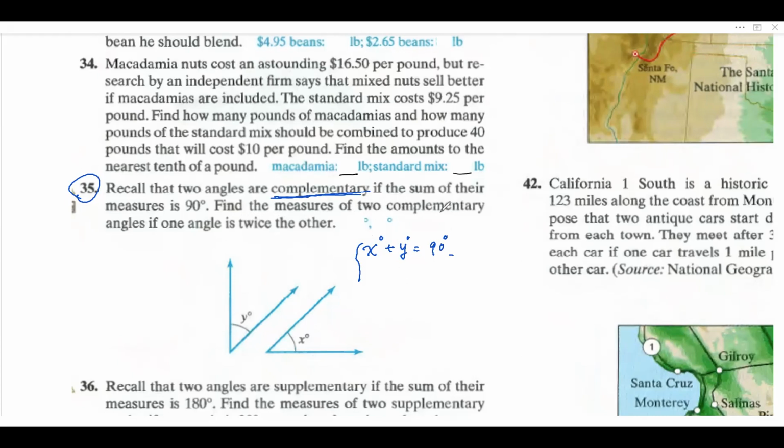What's the other one? Find the measure of the two complementary angles if one angle is twice the other. So suppose one angle is x, the other one is y. What is the relationship? X equals 2y, right? One angle is twice the other. So we put it right here: x equals 2y. You can get it quickly using the substitution method. X gets 60, y gets 30 degrees. That would be easy for you guys, right? All right, let's move on to 36.